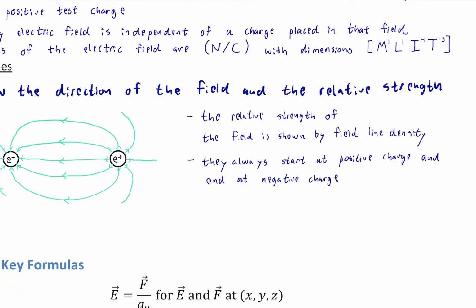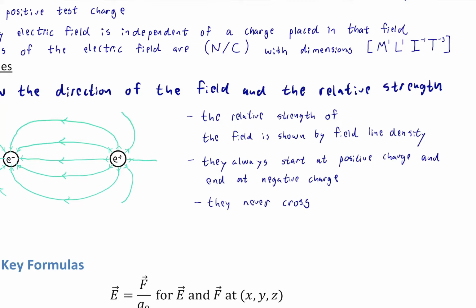They always start at positive charges and end at negative charges. So we call these a source, that would be the positive charge, and a sink. So there's a source and a sink. They start somewhere and end somewhere. That's the nature of electric field lines. Keep that in mind. We'll come back to that in quite a few chapters.